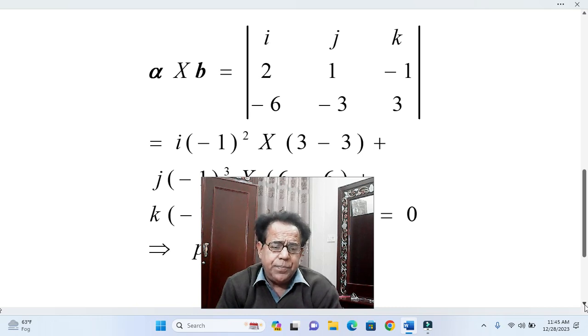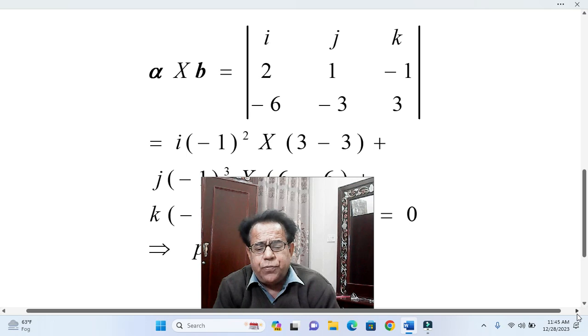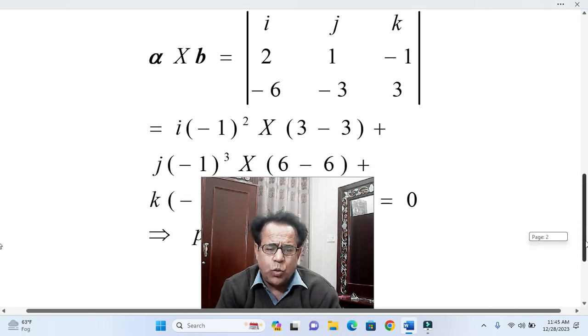Now a cross b. Its method is that in the first row we write i, j, k from ourselves, in the second row we write the elements of the first vector, and in the third row we write the elements of the second vector. Because vector a is equal to 2i plus j minus k and vector b is equal to 6i minus 3j plus 3k, now we expand this determinant from the first row.